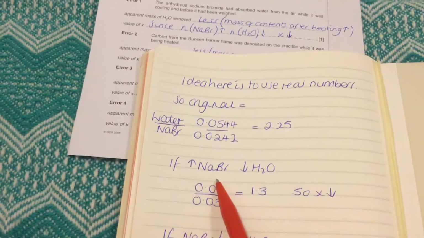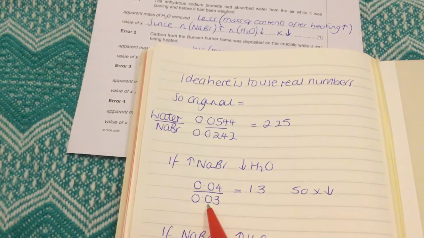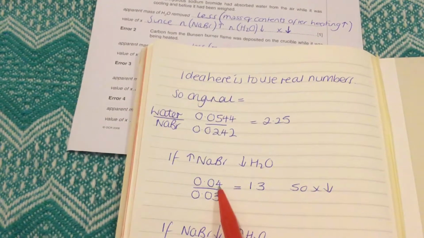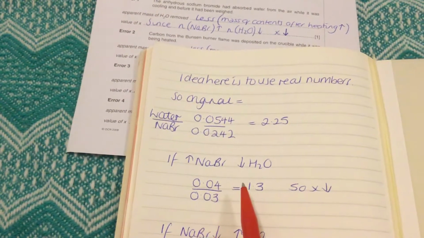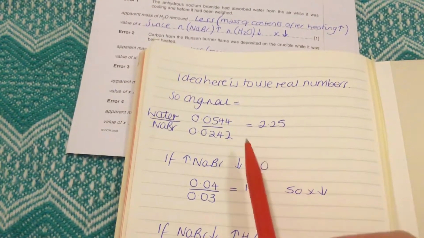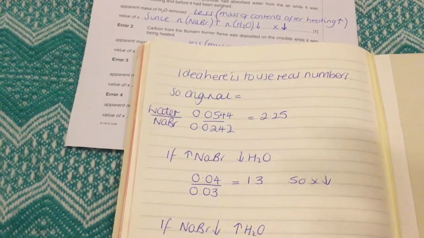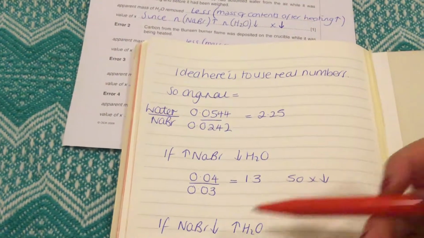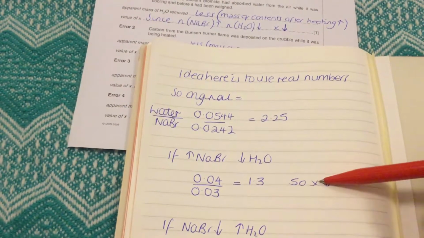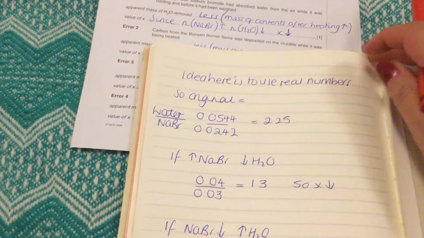So if the NaBr is increasing and the water is decreasing, then I increase my NaBr value, doesn't matter by how much, and I decrease my water value, again, it doesn't matter by how much, and I look at what that number is in comparison to the original. So for me, in terms of processing, I have to interact with real numbers. That's the way that my brain works. Yours might not need to do that. But by inputting these new numbers, I get 1.3, and that tells me that the value of X will decrease. So the value of X here goes down.